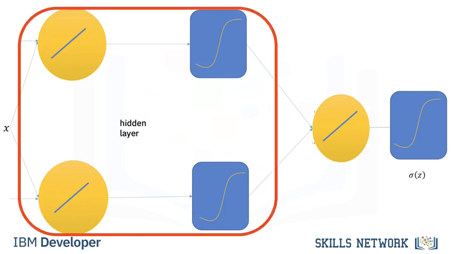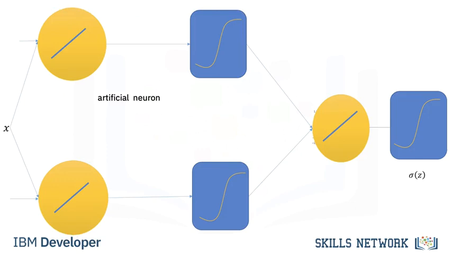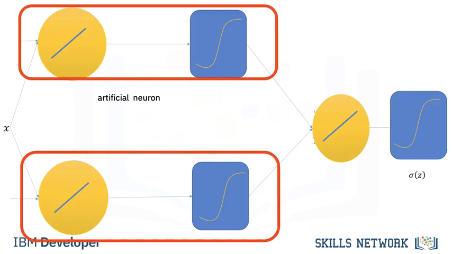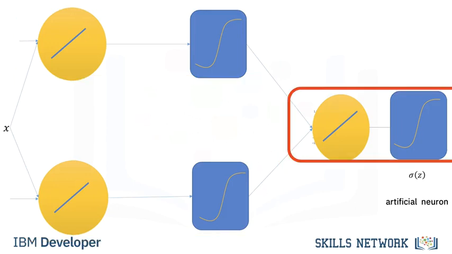We have the hidden layer. Each linear function and activation is known as an artificial neuron. In this case, the hidden layer has two artificial neurons. The output layer has one artificial neuron. As it has two inputs, the input dimension for this neuron is 2.